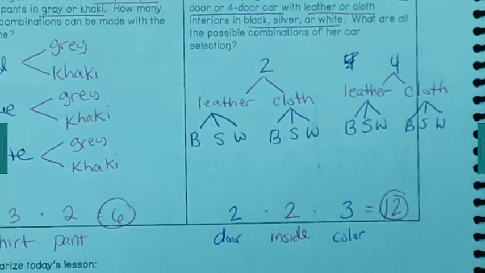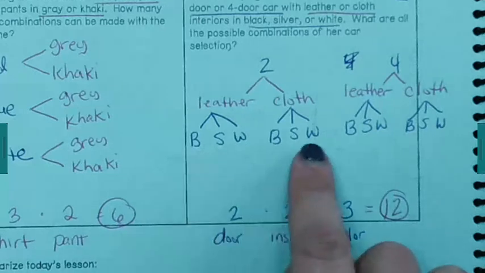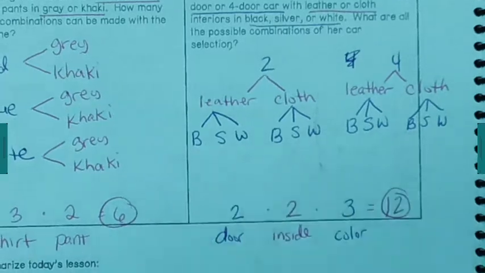And then again, you can count the branches. 1, 2, 3, 4, 5, 6, 7, 8, 9, 10, 11, 12. That's what it's supposed to be, so I got it right. Everybody okay?